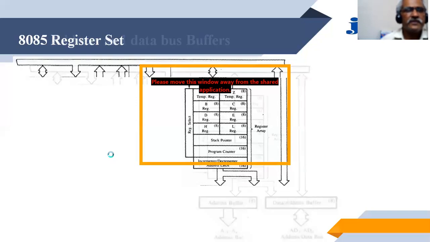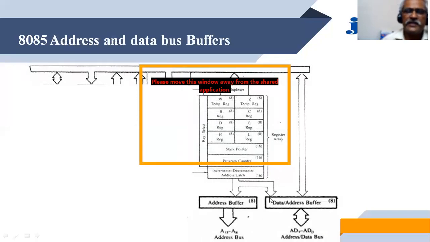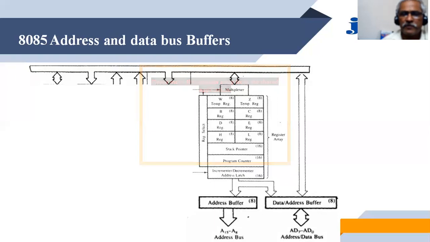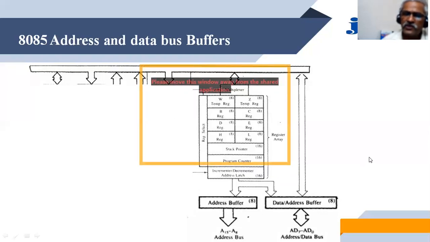Next, we discuss the address buffer and the data bus buffer. To communicate with the external world, either for the purpose of reading data from the IO devices or from the memory, or for transferring the internal data of the microprocessor into the IO devices or into the memory, you have the address and the data bus buffers. Data buffers are used to store temporarily the data that are read from the memory or the IO, or the data that is going to be transferred to the IO or the memory.